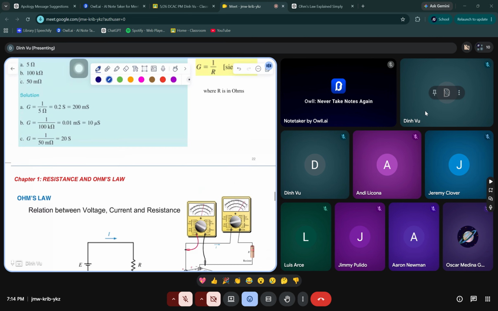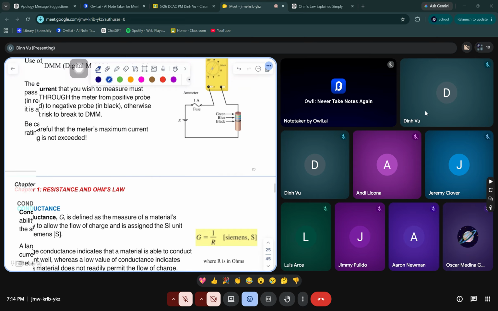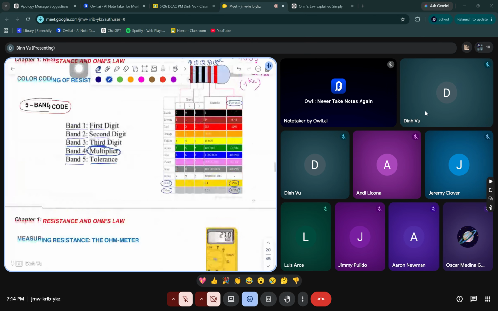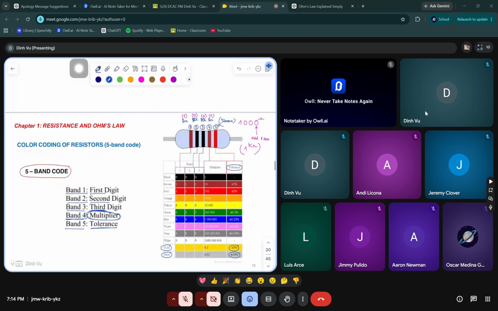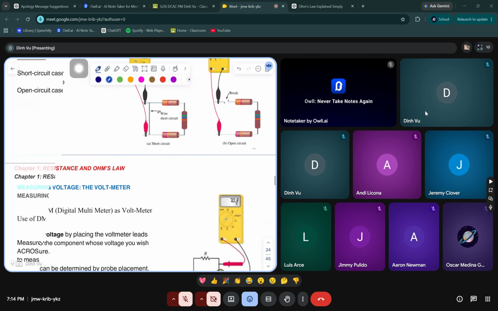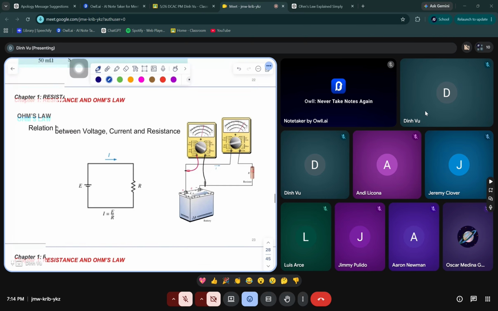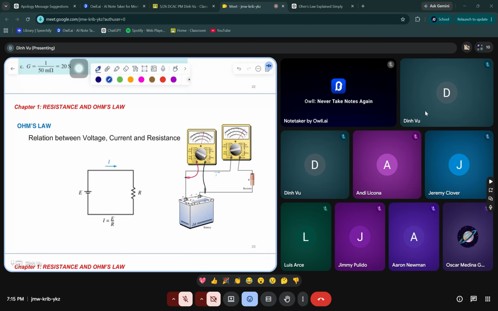So I repeat, in the first part, we talked about the color code, 4-band code or 5-band code of resistors. So you are able to read the values of resistance. Now we come to the next section: Ohm's law. The first basic law in electrical circuits, Ohm's law.